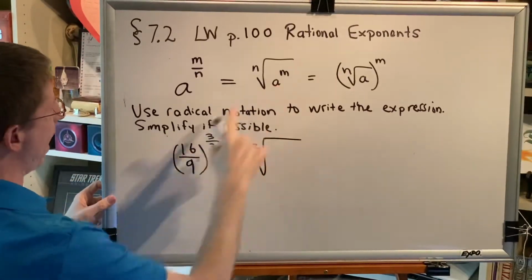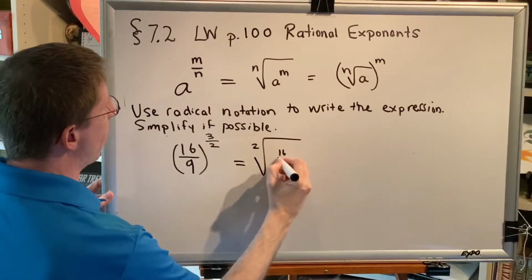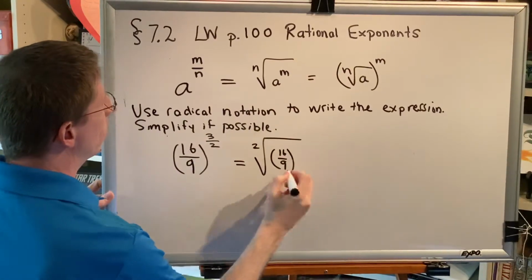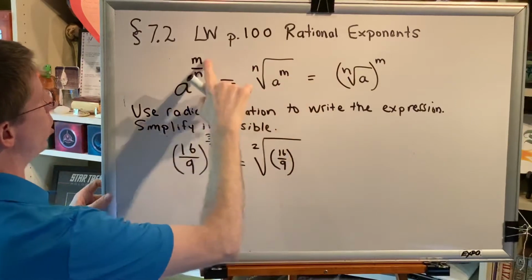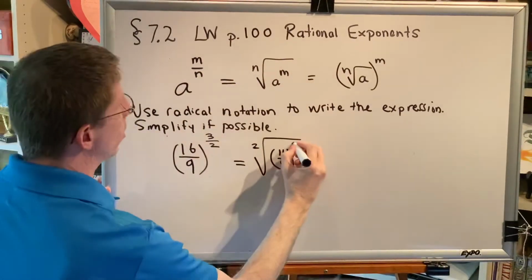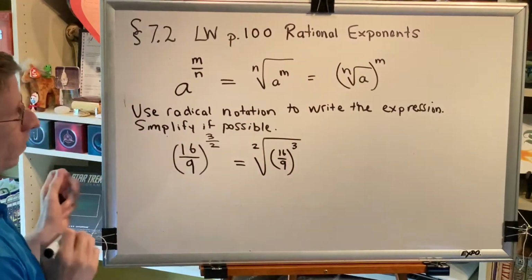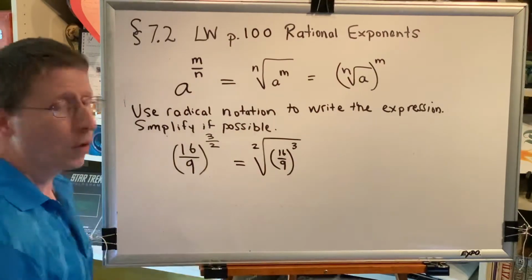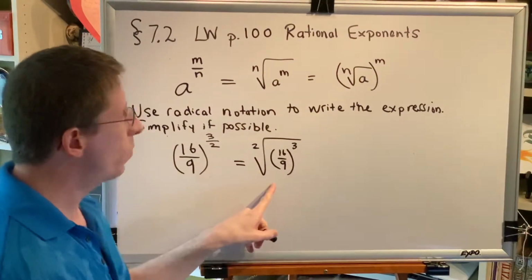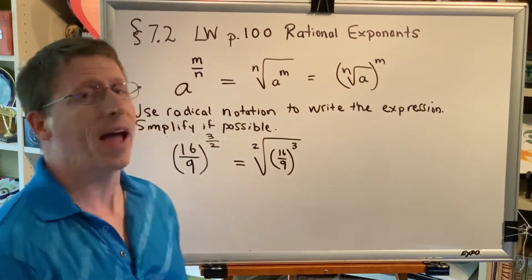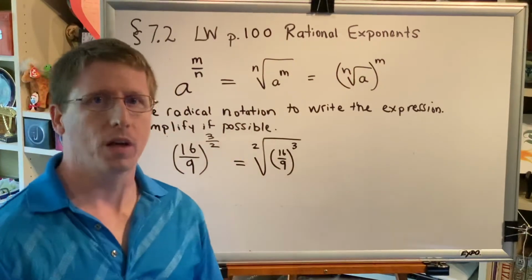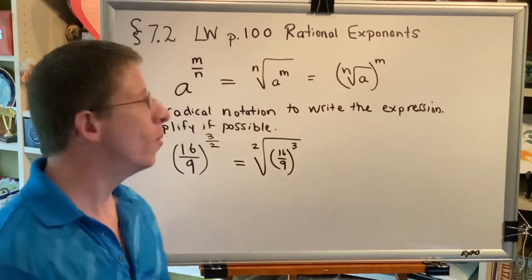The base, a, is the fraction 16/9, and m, which is the numerator of your fractional exponent, is 3. Now normally we would not write the 2 for a square root. For this problem, and as an academic exercise, I'm leaving it there for clarity, but it would normally be removed.